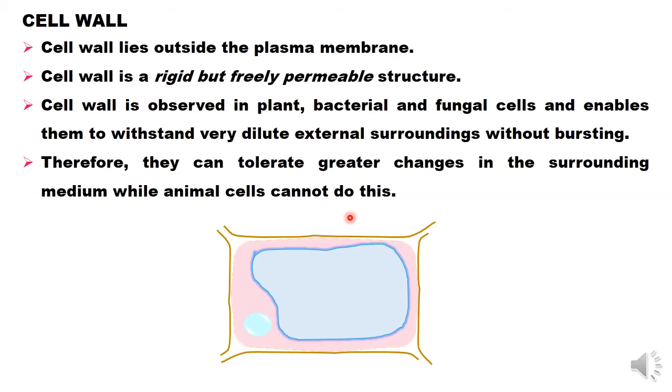So the main important feature of the cell wall is that it helps these particular organisms to withstand dilute external surroundings. That's how they tolerate greater changes in their surroundings, because they are immobile and they need to come up with some kind of solution where they can survive in the exact place where they are. But animal cells would have burst, or they might have moved away from the dilute surroundings, as the case may be. So the cell wall is found only in plants, bacteria and fungi. Remember that.